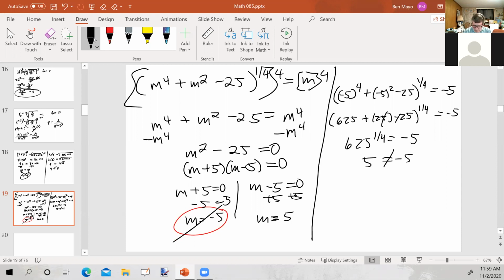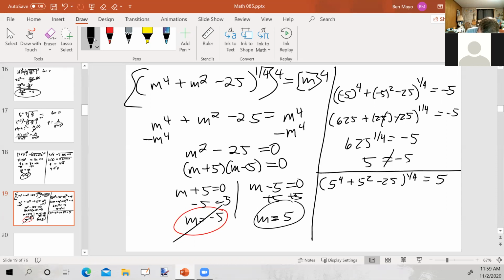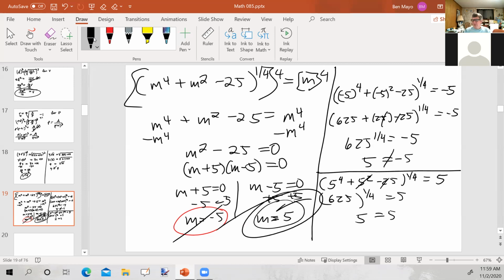Okay, does not work. Let's go back and let's plug in the +5. We would get 5 to the 4th plus 5 squared minus 25, all to the 1/4 power, equals 5. 625, that cancels to the 1/4, equals 5. 5 equals 5, and that one checks.